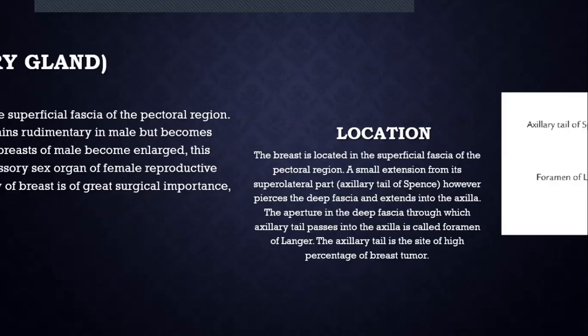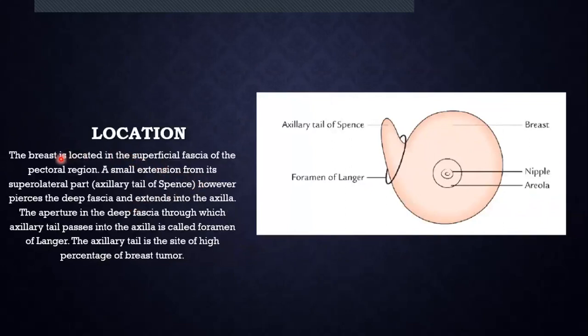So, let's look at the location. The breast is located in the superficial fascia of the pectoral region. Then we have a small extension from its superolateral part. That extension is known as the axillary tail of Spence. However, it pierces the deep fascia and extends into the axilla.